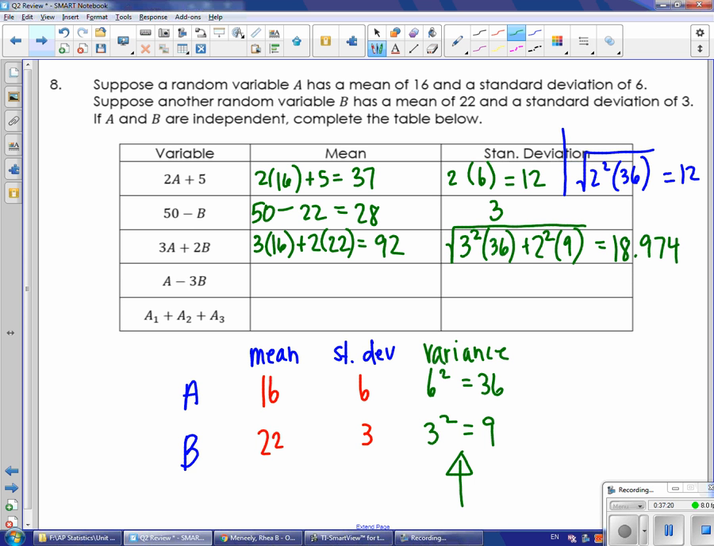In the next one, we have a minus 3b. So I'm going to do that to my mean. 16 minus 3 times the mean of b, which is 22, and I get a negative 50. Don't freak out if your mean is negative. It's okay.